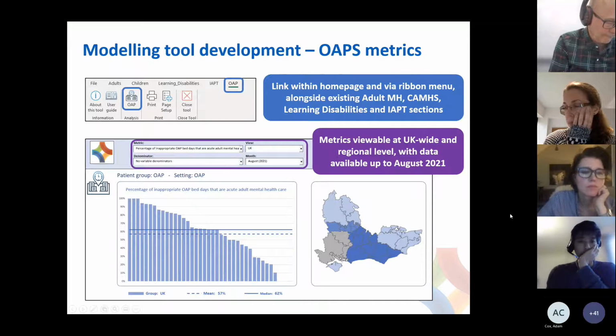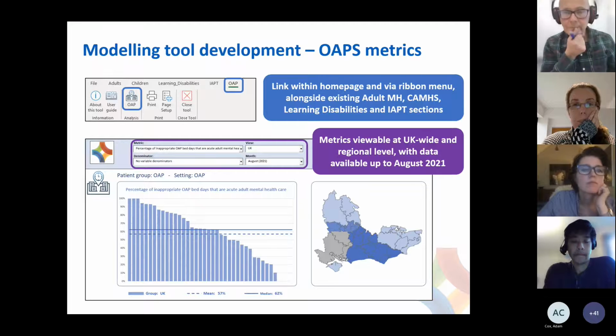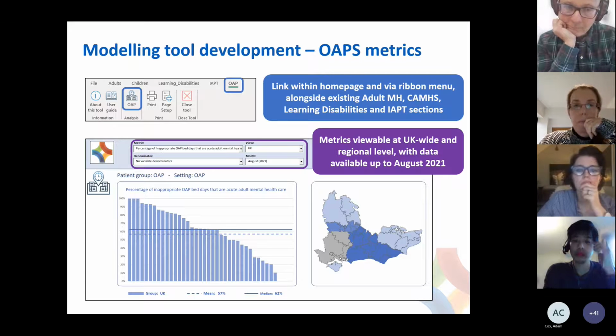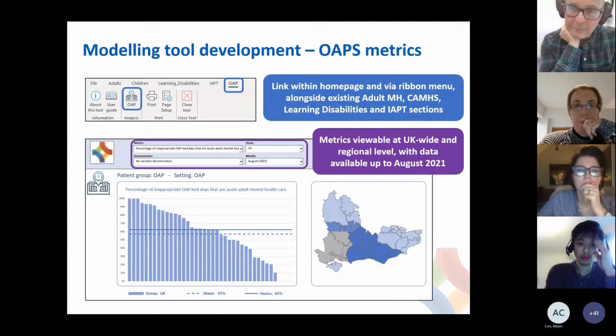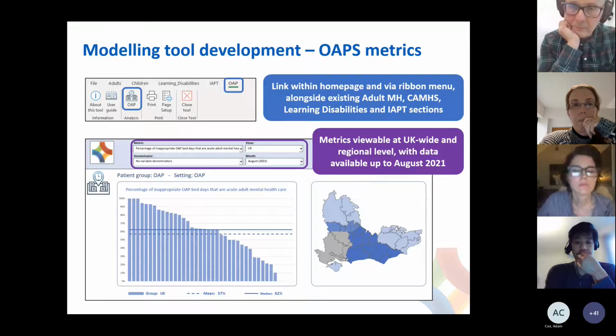These are a couple of screenshots for those of you who may be less familiar. You can see at the top that, alongside the existing sections, we now have a new section for out-of-area placements. When you click on that, it takes you through to an overall menu where you can select metrics at either UK or regional level. When you click on that drop down, you'll get a number of metrics for out of area placement data, with the data sourced from NHS Digital.